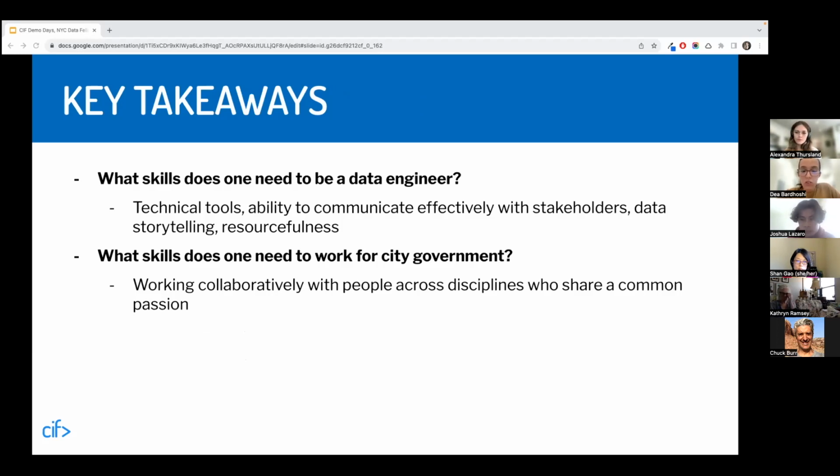And secondly, we also got more experience working in city government. In particular, we got to collaborate with people from diverse areas of expertise and just learn more about the interdisciplinary work that DCP does to bring all of these products together. And while we'll all specialize in different fields, we all share a common passion to make New York better.